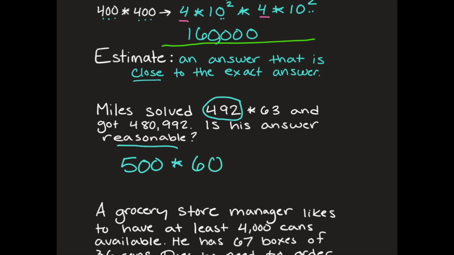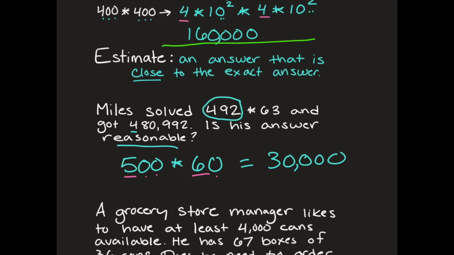So instead of doing 492 times 63 and actually working that problem out, I am just going to do an estimate to see if his answer is close enough, if it's reasonable. Like we've done before, 5 times 6, which gives me 30. And then I'm going to count my zeros. I have 1, 2, 3. So my answer is 30,000.